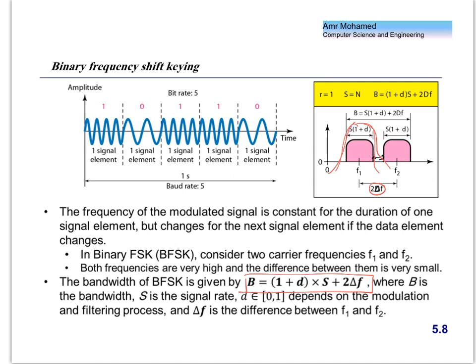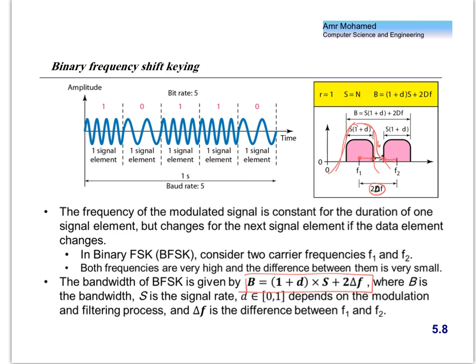So what is the minimum bandwidth? Minimum bandwidth when 2 delta F is minimum. What's minimum 2 delta F? 1 plus D times S. Bravo. Because we have here half times S times 1 plus D, and here half. So if we have no separation whatsoever, assuming that we have an ideal filter, of course in practice we don't, the minimum 2 delta F becomes 1 plus D times S, which makes the minimum bandwidth 2S times 1 plus D, right?